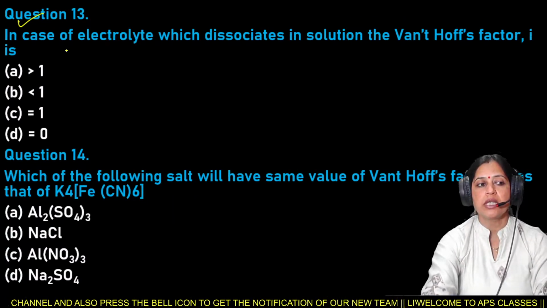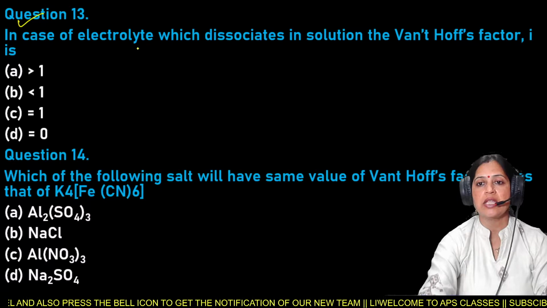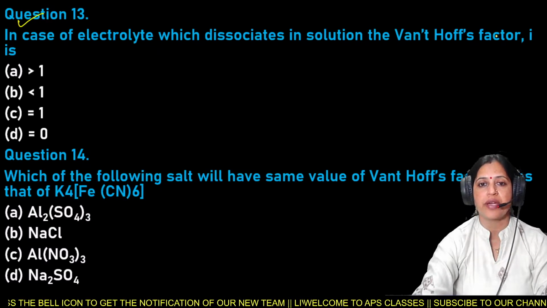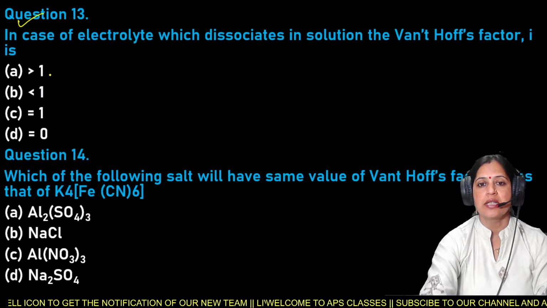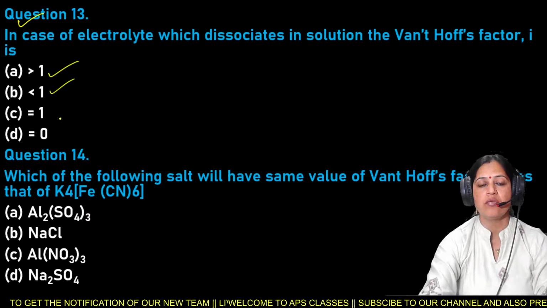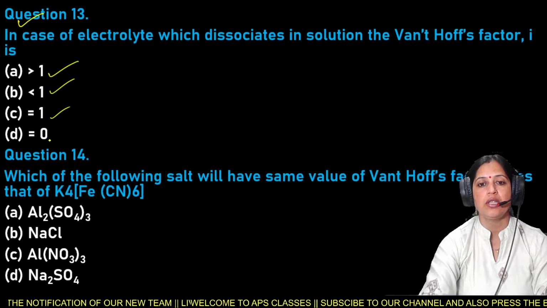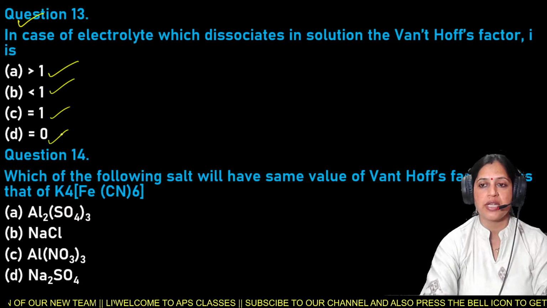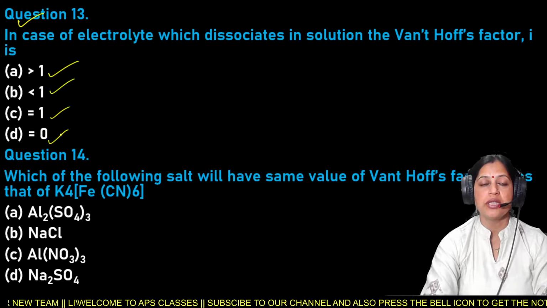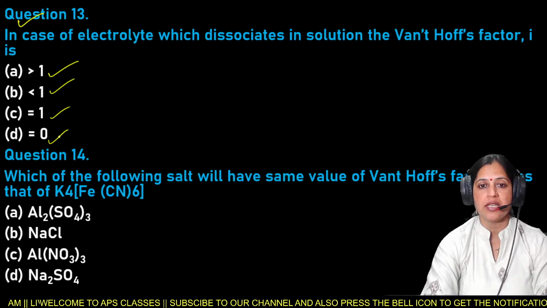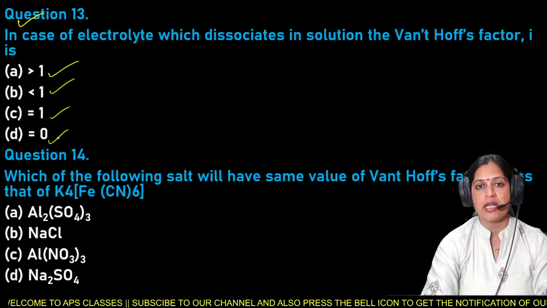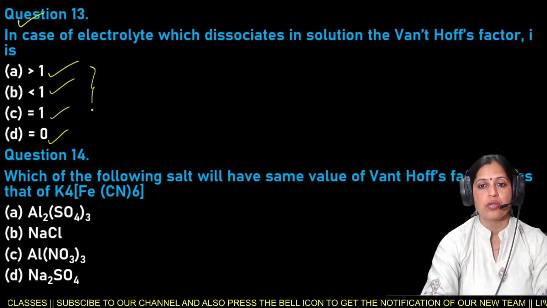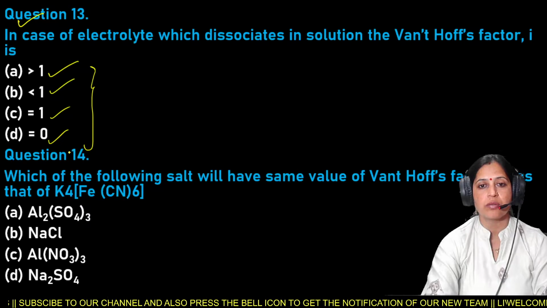Next is your question number 13. In case of an electrolyte which dissociates in solution, the van't Hoff factor i is: A, greater than 1; B, less than 1; C, equal to 1; D, equal to 0. So there are 4 options for question number 13.